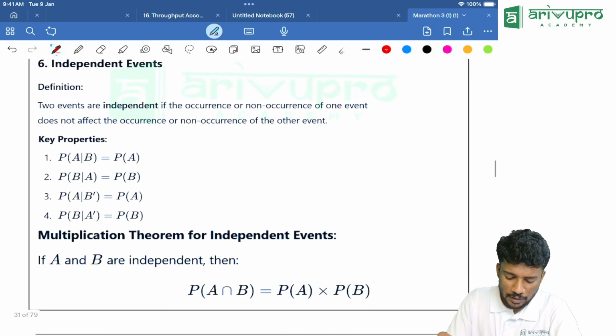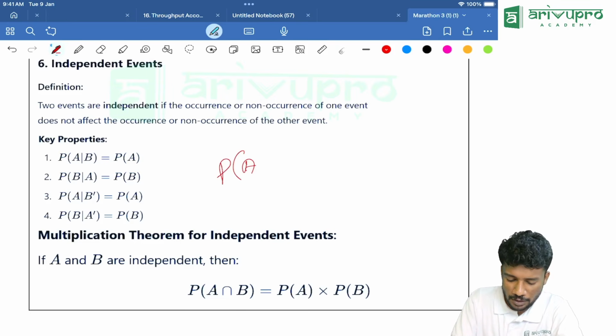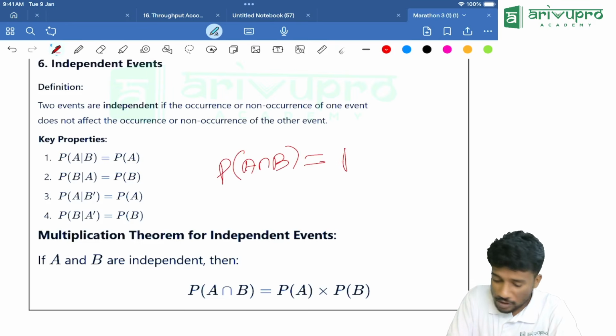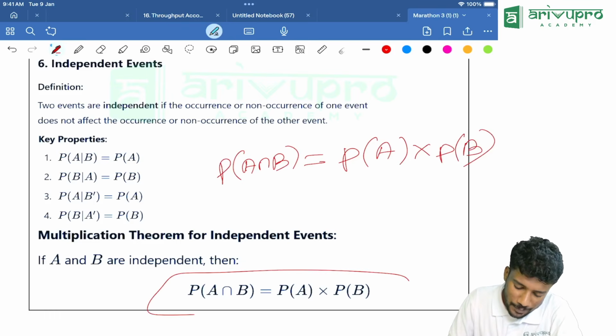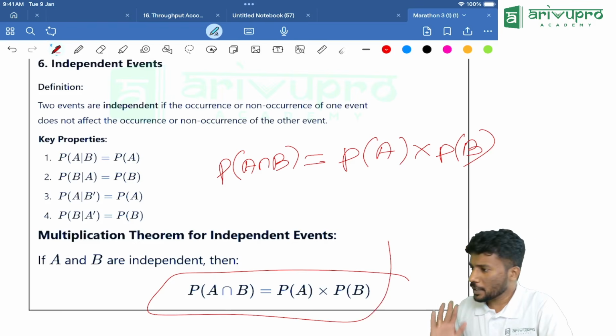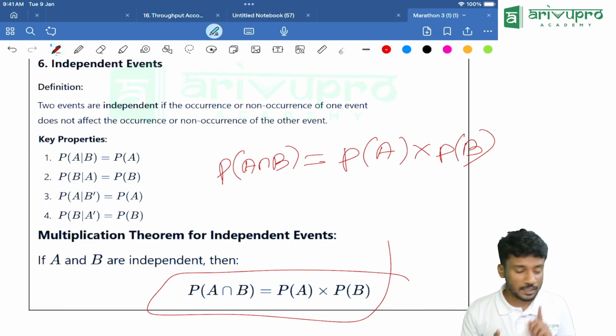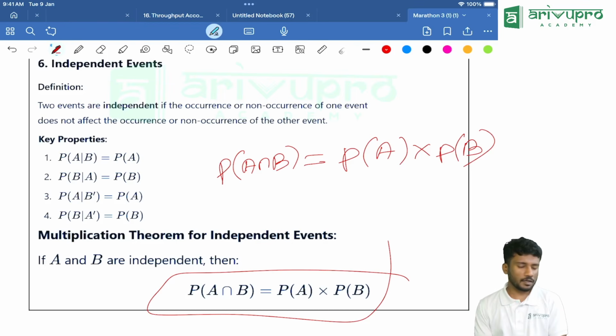Now we are going to independent events. What do you know about independent events? One of the basic things we know is P of A intersection B is P of A into P of B. Whenever I say it is an independent event, every time we should know that A intersection B is P of A into P of B. That is the basic thing you should know. Next one, people.